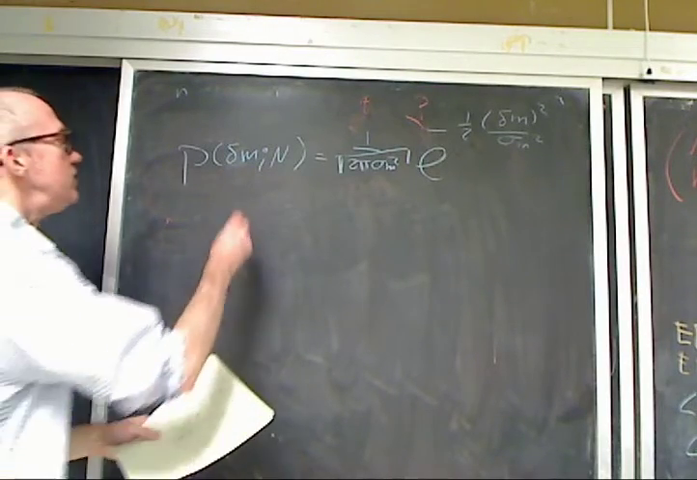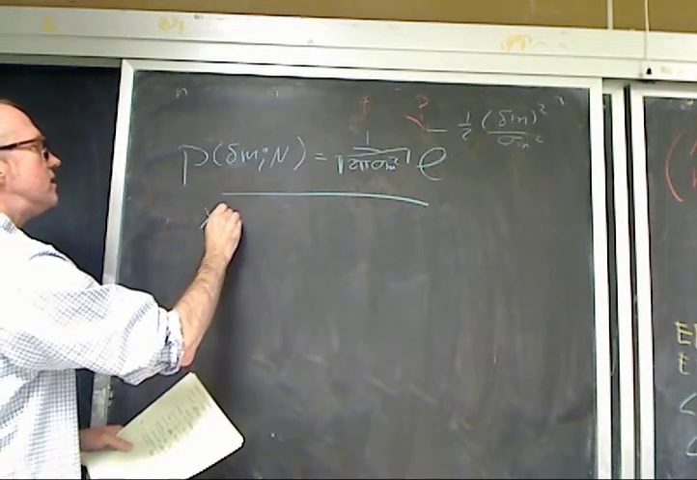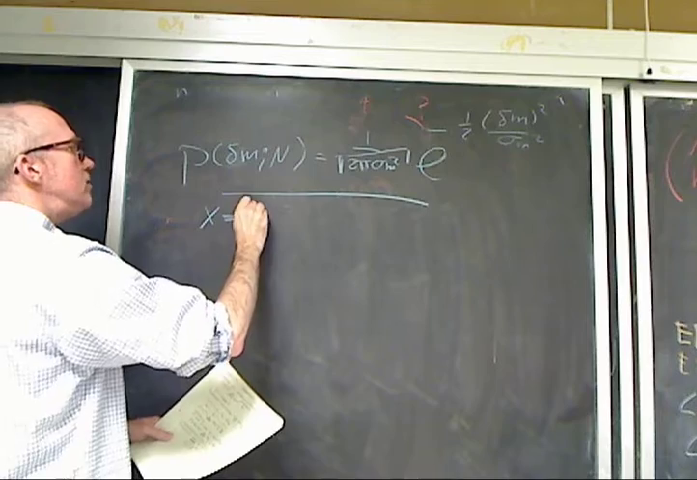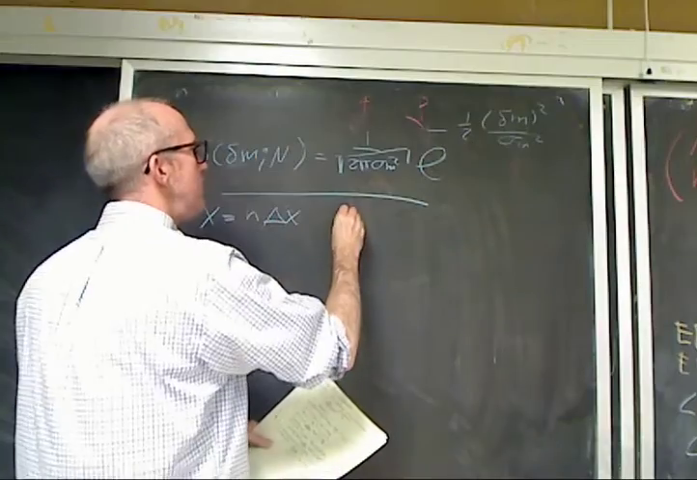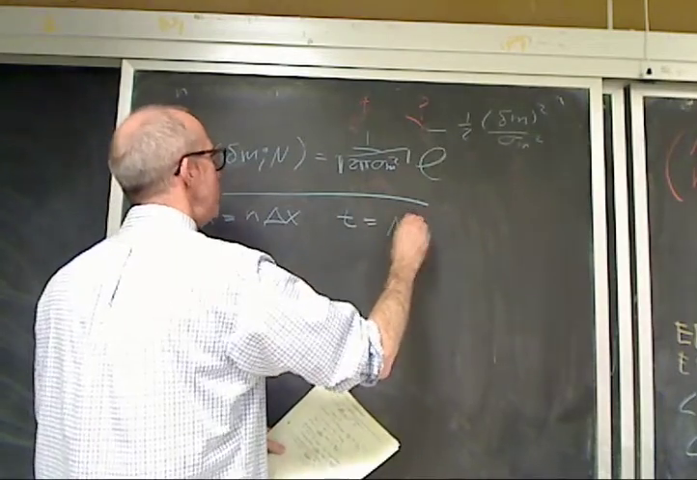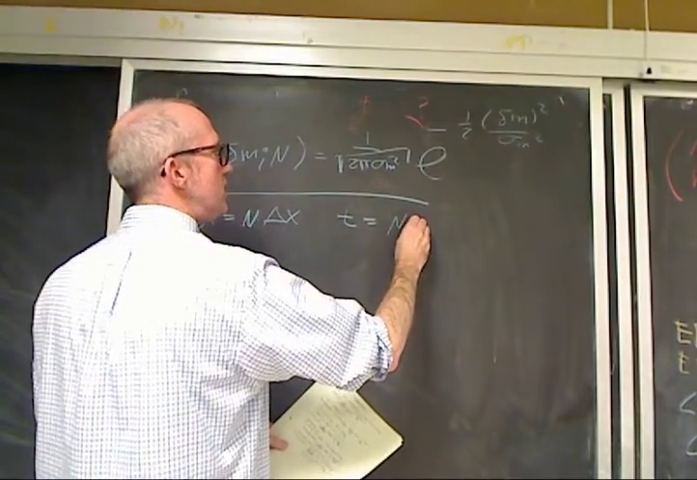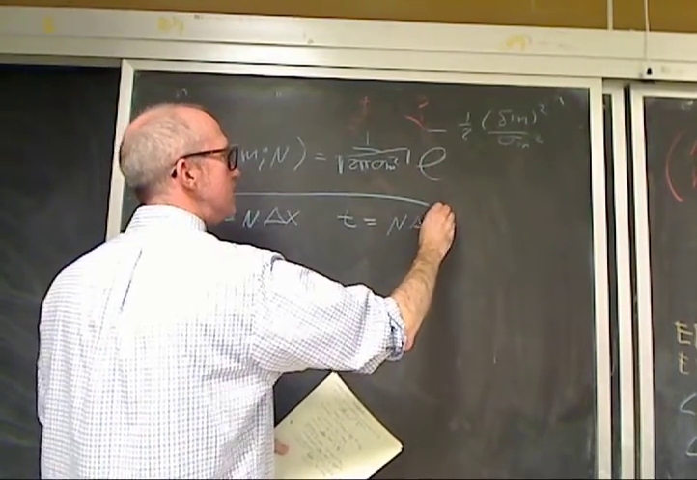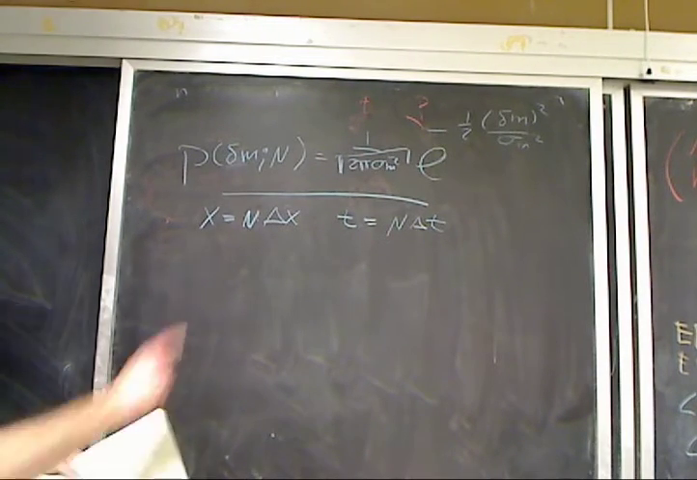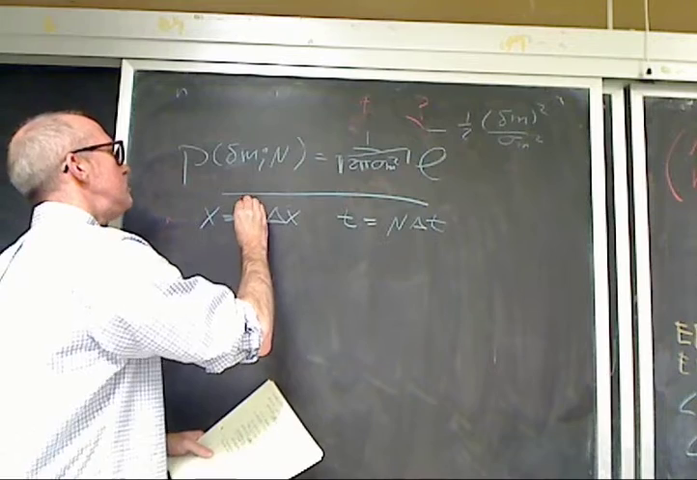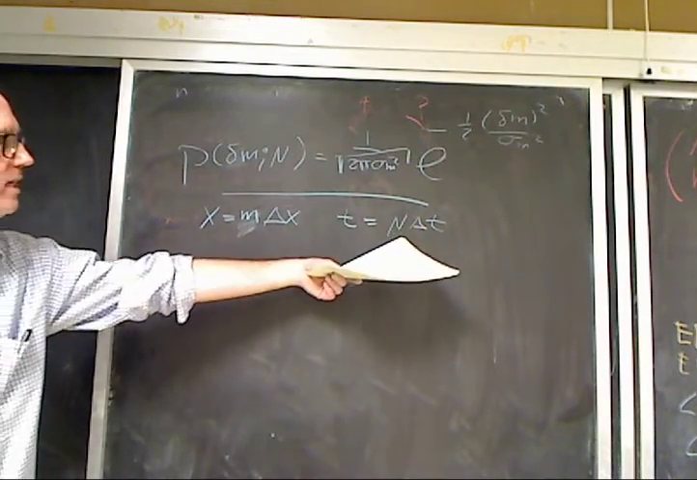Because the last thing we want to do is turn this, this is now m and n, into x, an actual position. So this is going to be little m times delta x. Now we're walking by certain step sizes. And some time t, which is going to be big N times delta t. Oh, I'm sorry. That should be m times delta x. And that should be big N times delta t.